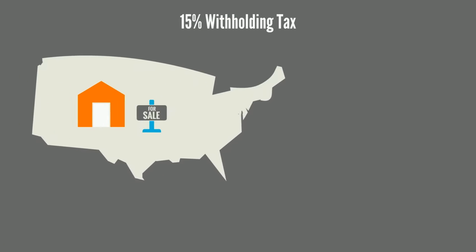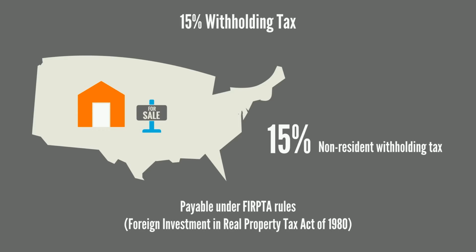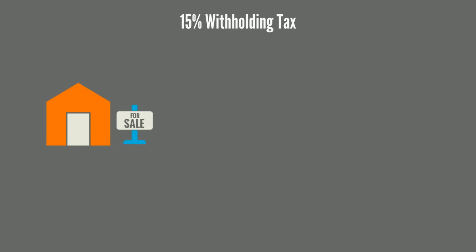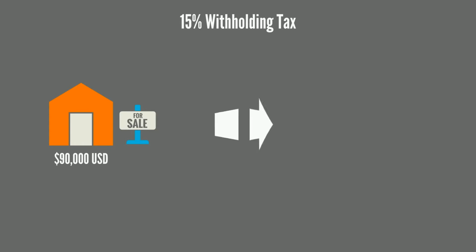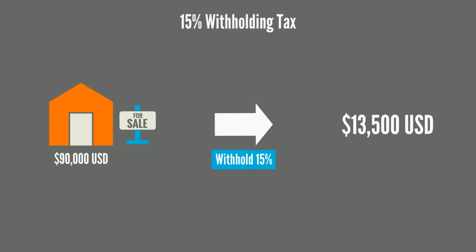When you sell a U.S. property, you'll be subject to a non-resident withholding tax, which is 15% of the sale price. This is normally payable under the FIRPTA rules. For example, if you sold your property on the market for $90,000 USD, the buyer must withhold 15% of the sale, or $13,500.